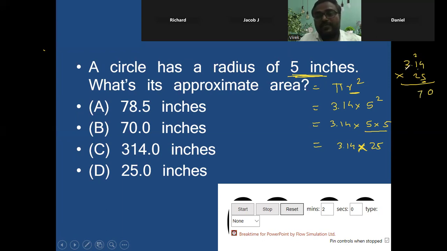Plus 2 is 7. 5 times 3 is 15. Now I'm moving on to the tens digit. So I'll just put a 0 over here. 2 times 4 is 8. 2 times 1 is 2. 2 times 3 is 6.